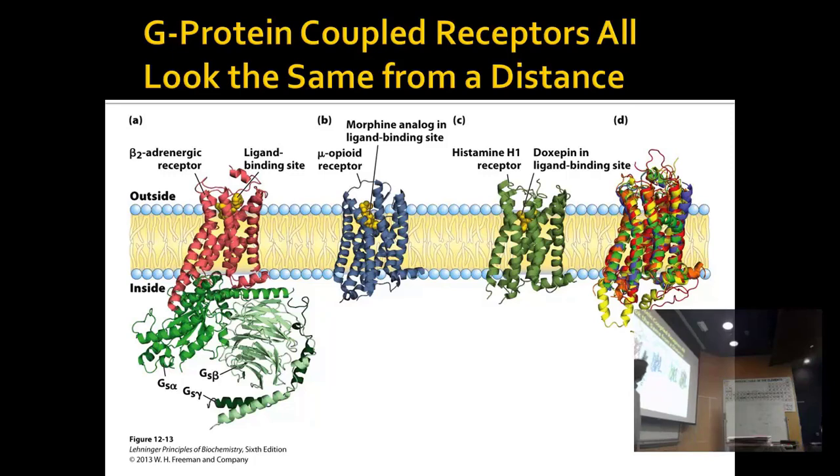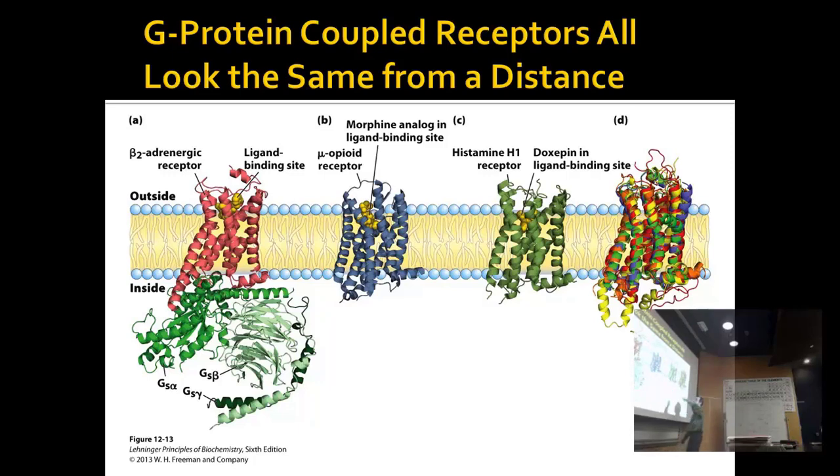Now, if you look at the opioid receptor, morphine analog binding to it, it looks like the same thing, different color. Small molecule, very different results, different binding site. Everything else looks the same. Here's histamine. Doxepin, anybody know what that does? I'm not a doctor enough. Sounds important. But I know histamine is important. It's important to the immune system, inflammation.